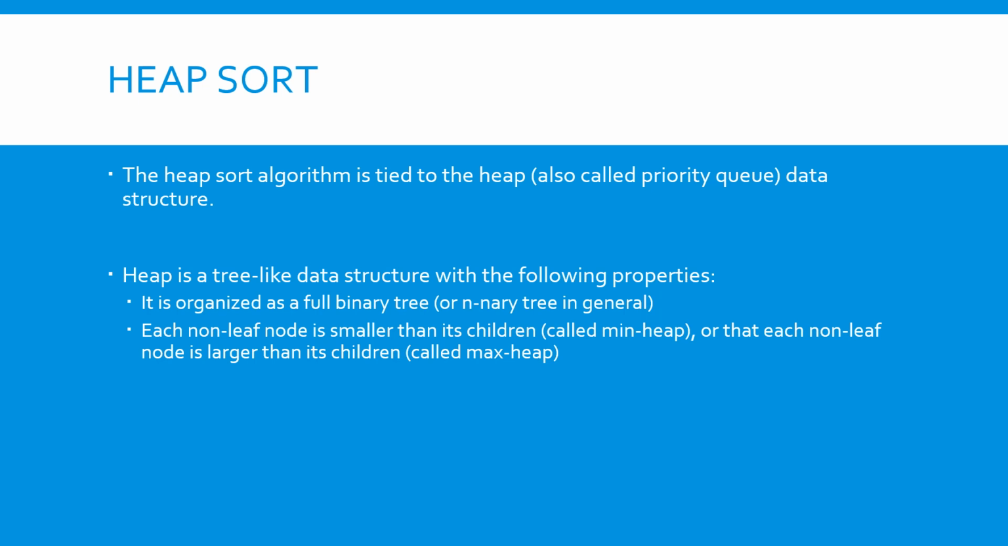Heap sort is developed based on the heap data structure, or the priority queue data structure. If you are not familiar with heap, it is okay. I will introduce the basis of the heap to help you understand the heap sort algorithm. A heap is a tree-like data structure that has the following 2 properties.